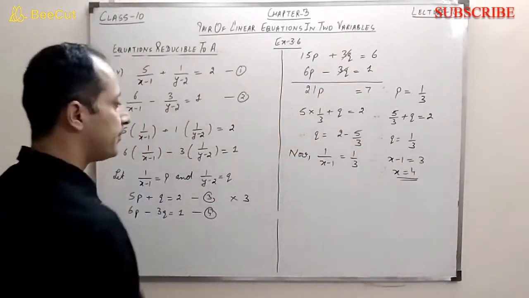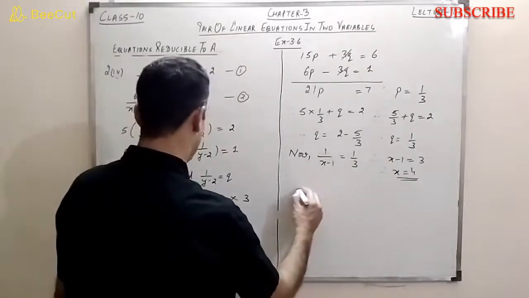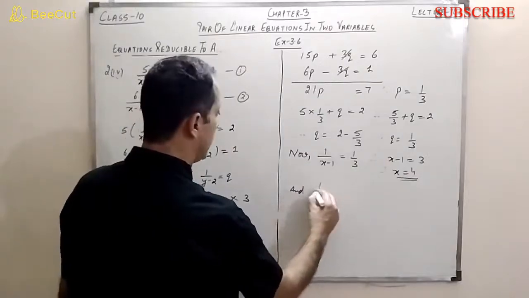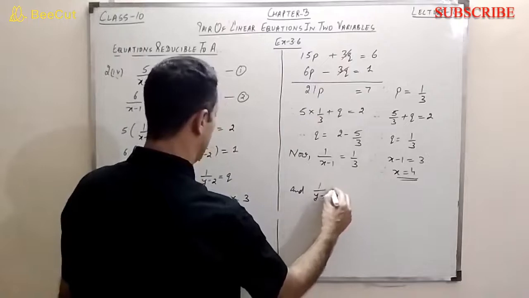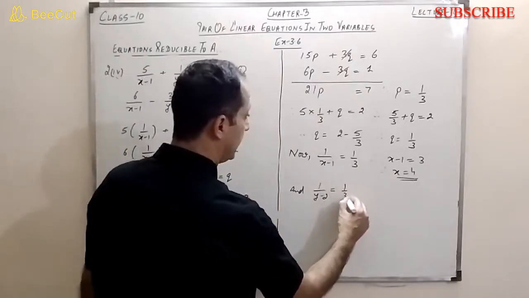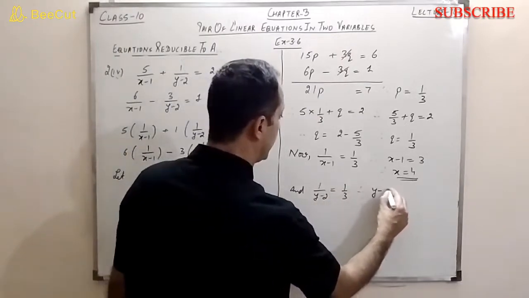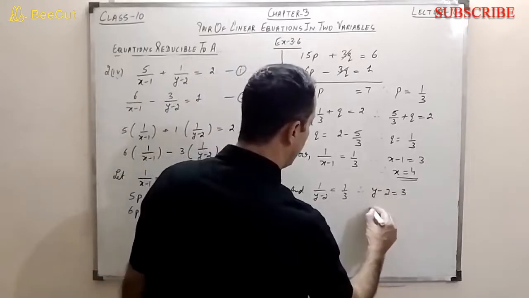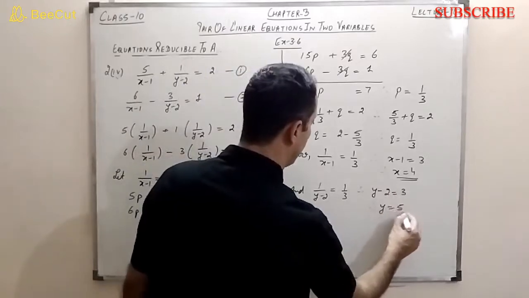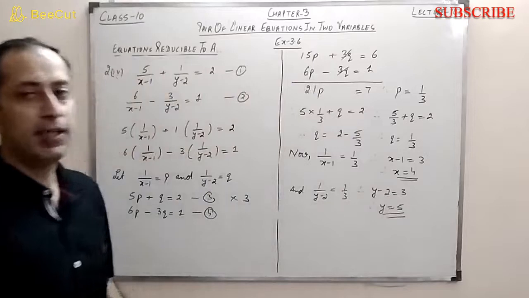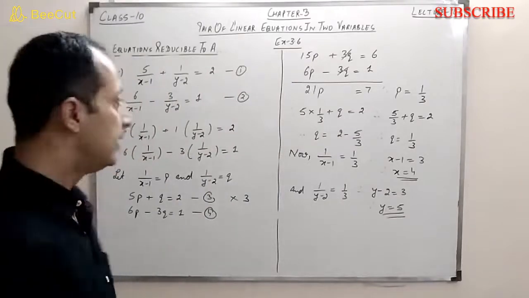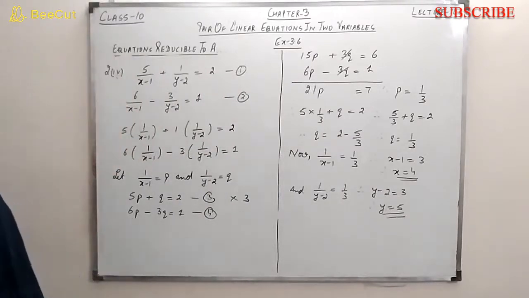Right? Next, 1 upon y minus 2 is equal to again 1 by 3. Again we cross multiply, we get y minus 2 equals 3 and we get the value of y as 5. So this is the value of x and y, right? Let's take one more question from the exercise.